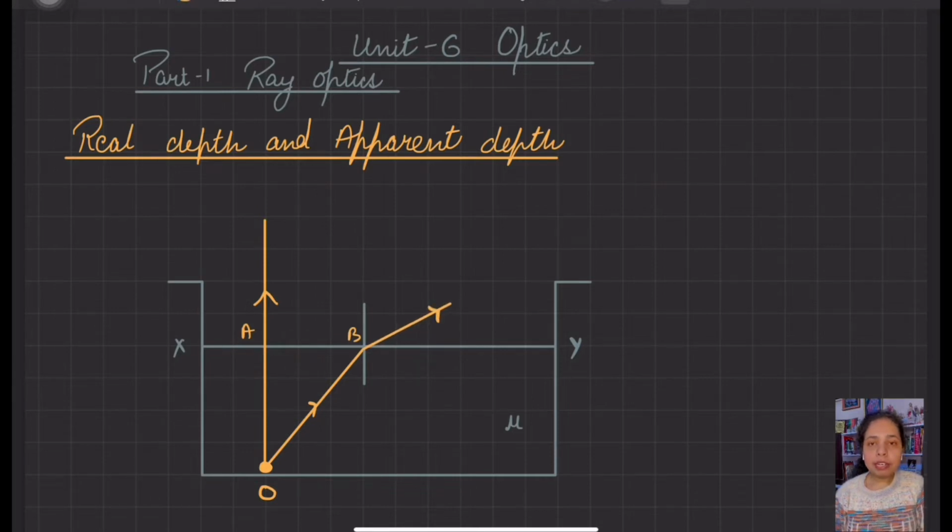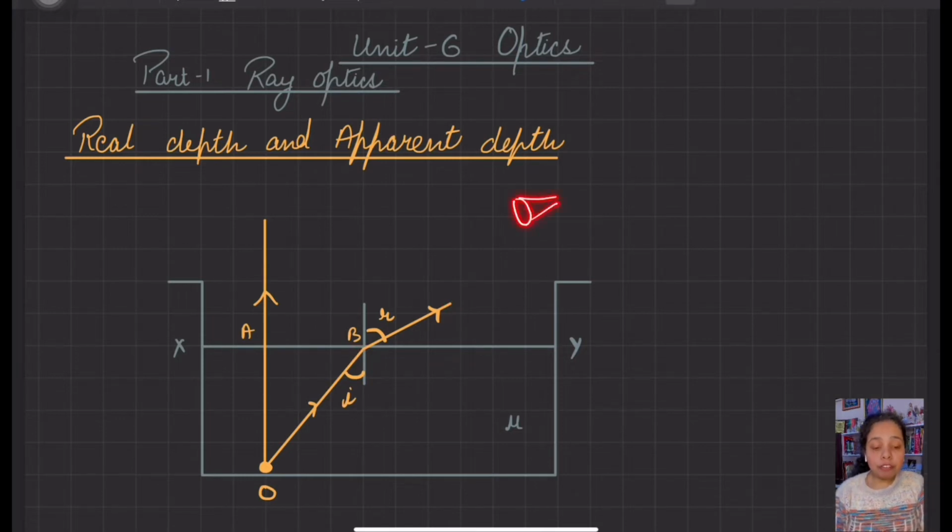Therefore the refracted ray is making an angle of refraction R in the optically rarer medium, and here is the angle of incidence I in the optically denser medium. Now these two refracted light rays, the light ray from A and the light ray from B, are moving away from each other in the air. That means these two light rays will never meet each other in the air.